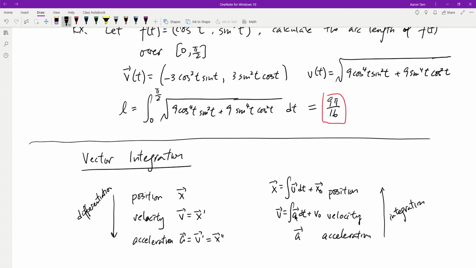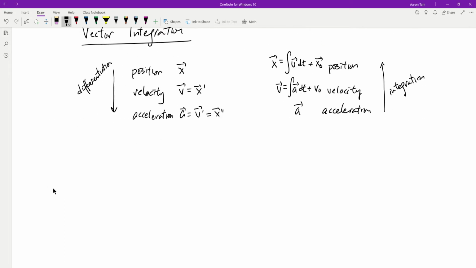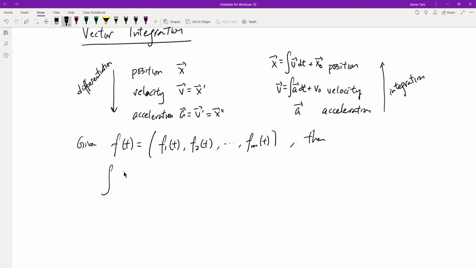So now comes the question: how do I integrate vector a or vector v? That is where we want to talk about vector integration. Vector integration is actually quite easy. Let's say given a function f of t, which is equal to f1 of t, f2 of t, to f sub m of t. Then we can define the integral of f of t dt to equal this.